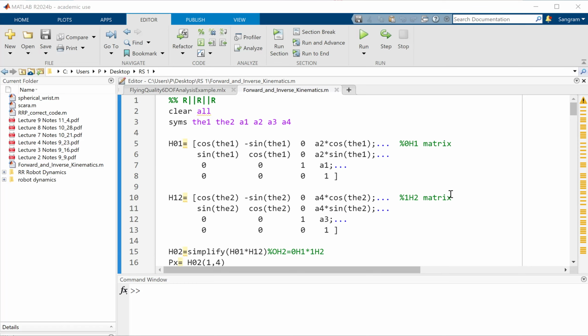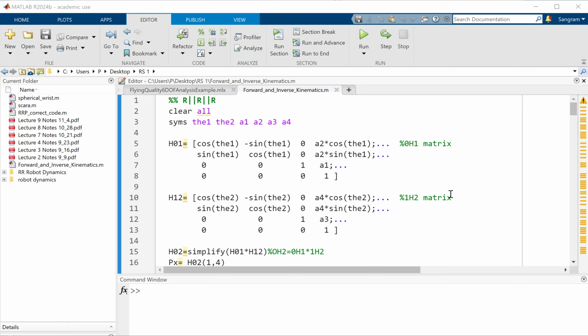Now H01, this is the homogeneous transformation matrix. Cosine theta 1, minus sine theta 1. MATLAB's convention is that you cannot assign a variable starting with a numeric value. It means you cannot have a variable 0h1. MATLAB won't like it. So I have defined the variable h01, but it means 0h1. Similarly, I have defined h12, that is the 1h2 matrix. Can you see that these matrices make sense?